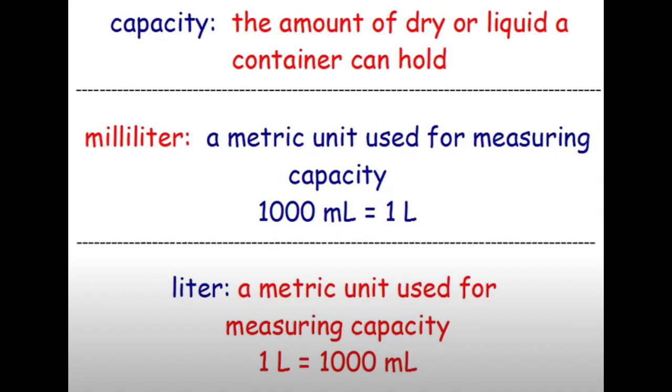All right, so let's go ahead and review what we've learned today. We've learned that capacity is the amount of dry or liquid a container can hold. A milliliter is our metric unit of measurement, and it takes 1,000 milliliters to equal 1 liter. So if I want to go to the reverse, I can always just say that 1 liter equals 1,000 milliliters. So 2 liters would equal 2,000 milliliters. 3 liters would equal 3,000 milliliters, and so on.